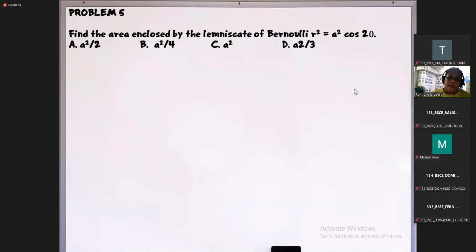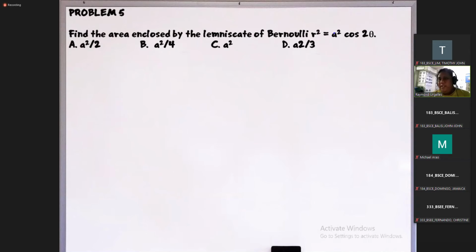r squared is equal to a squared cosine 2 theta. So if you are familiar with the lemniscate of Bernoulli, ganito yung shape niya. Okay? So this is the lemniscate. Nakuha ba? So infinity sign. Yan yung tinatawag natin as the lemniscate of Bernoulli.